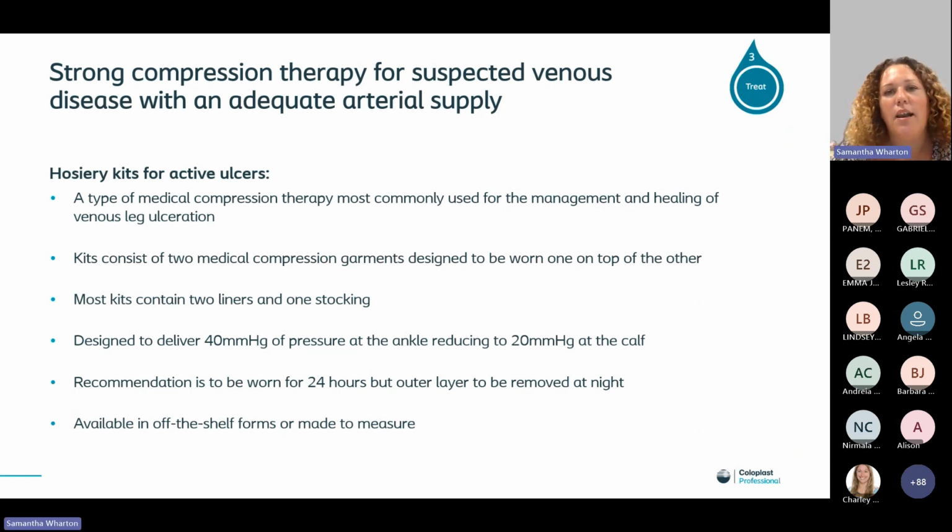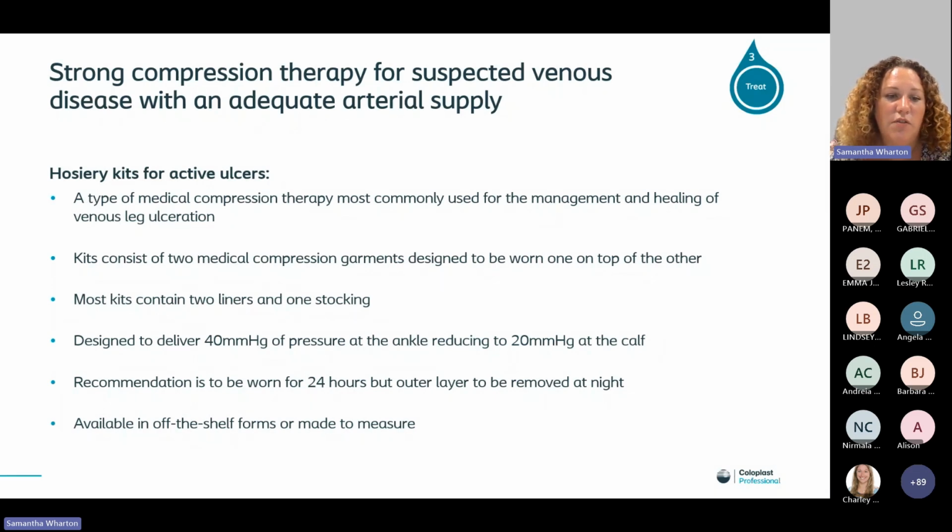So when we're thinking about our leg ulcers and we're looking at that strong compression, it can be achieved with hosiery kits. So the National Wound Care Strategy advise using hosiery kits where you've got a good limb shape to be able to achieve that strong compression. The kits consist of 2 garments designed to be worn one on top of the other. Most kits contain 2 liners and 1 stocking so that one of the liners can be washed while the other one's being worn. And they're designed to deliver that 40 millimeters of mercury of pressure at the ankle, reducing to 20 millimeters at the calf.